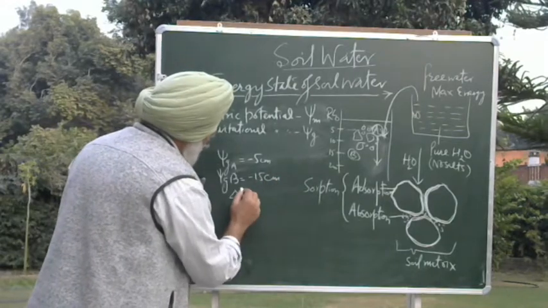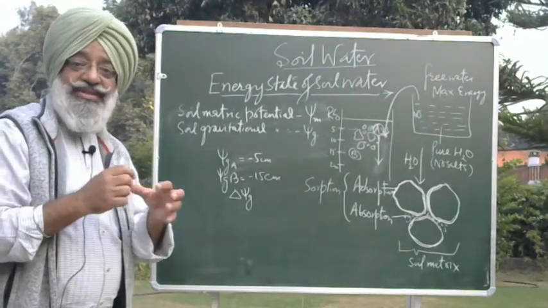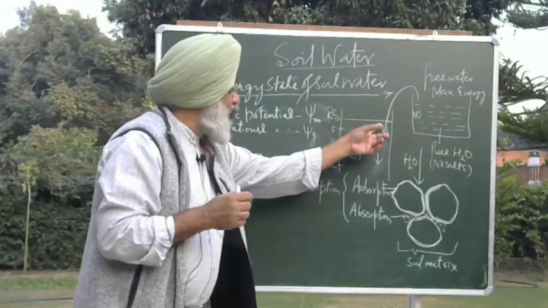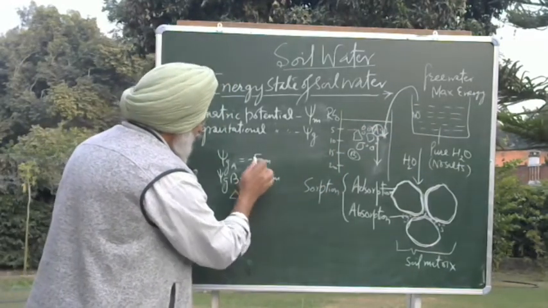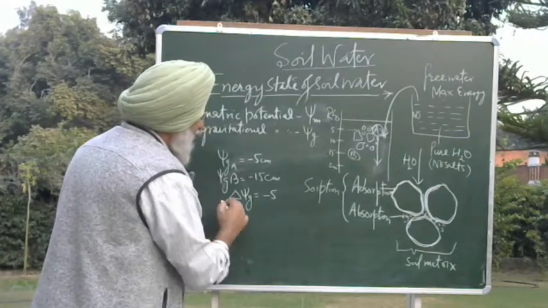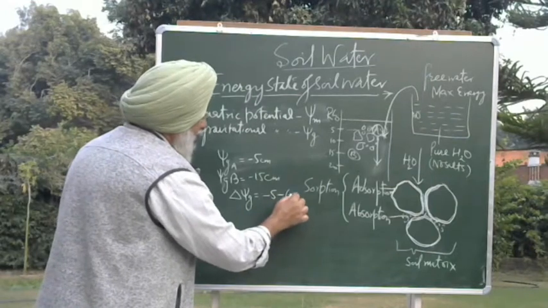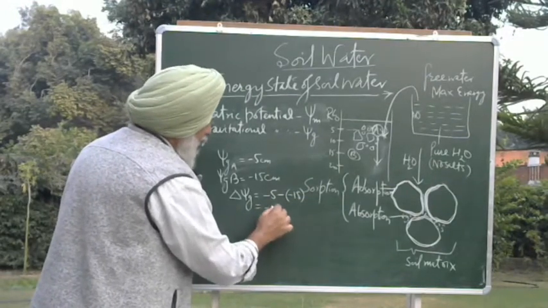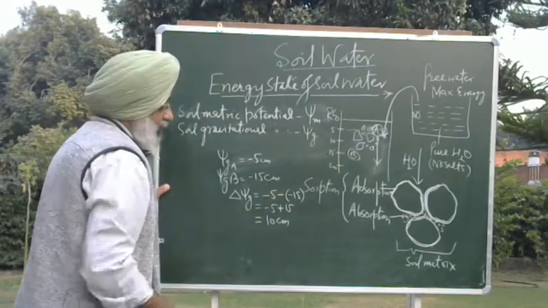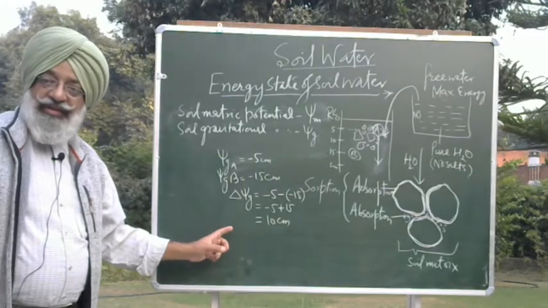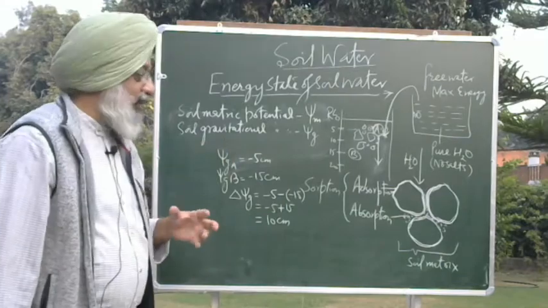Now, the difference in gravitational potential, because now the force will be the difference in the gravitational potential between two points, A and B. So, this will be now gravitational potential at A, minus 5, minus gravitational potential at B, minus 15. So, this will be minus 5 plus 15. This will be 10. This is the value we are concerned with. The difference of gravitational potential between point A and point B.